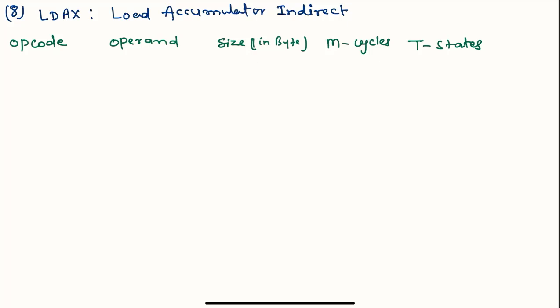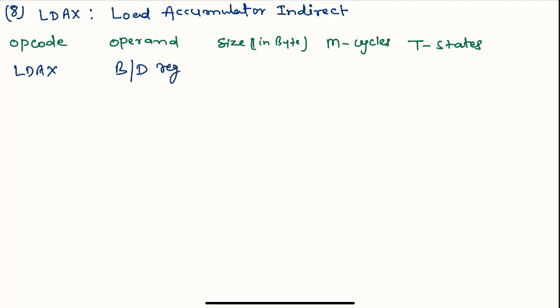So in this video, I'm going to explain the instruction LDAX, load accumulator indirect. This instruction comes under the data transfer instruction set. First of all, we'll see its opcode. The opcode for this instruction is LDAX, and its operand will be either the BC register pair or the DE register pair.